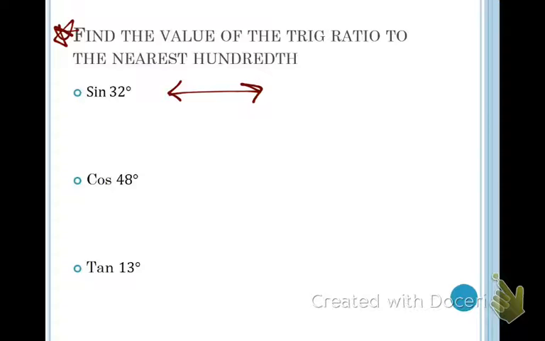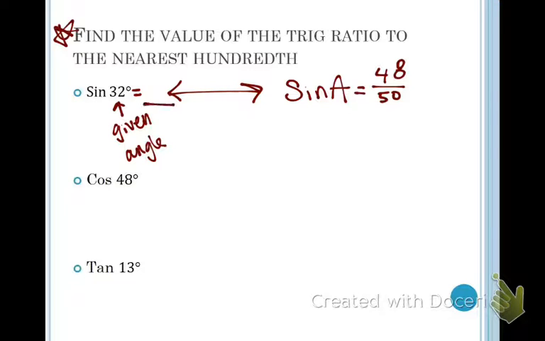Today we are doing what's on the left side of the screen. Tomorrow we'll do something that looks like this. Sine of A equals 48 over 50. So what happens is, in the left side of the problem, you are given an angle. And what are we going to get out when we plug it in? What does it say? Finding what? Ratio. Finding the value of the trig ratio. So when you plug this in your calculator, you'll get out a trig ratio.